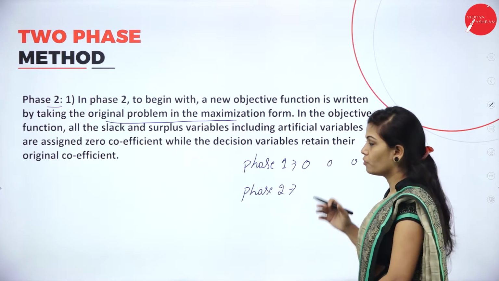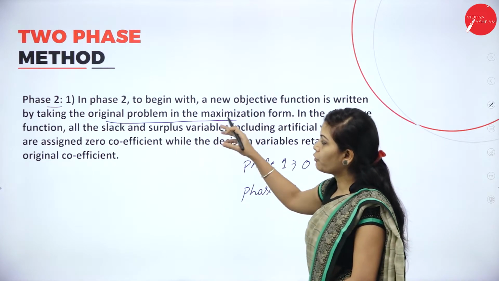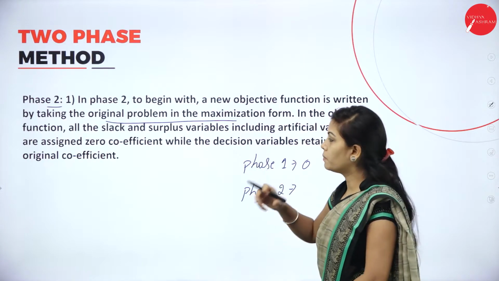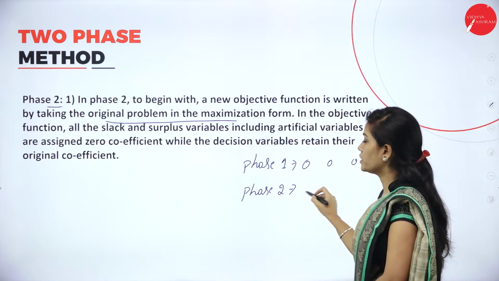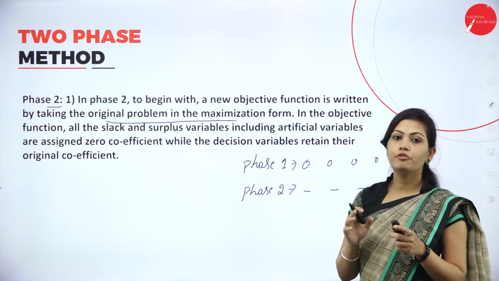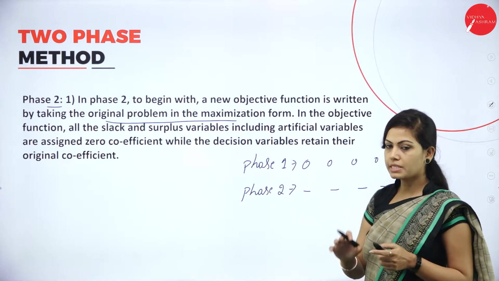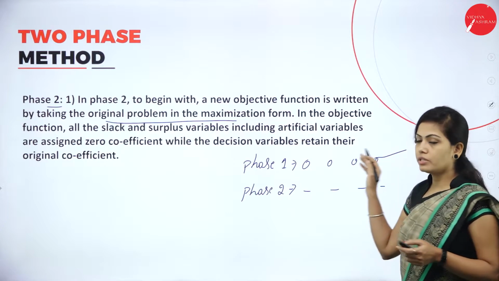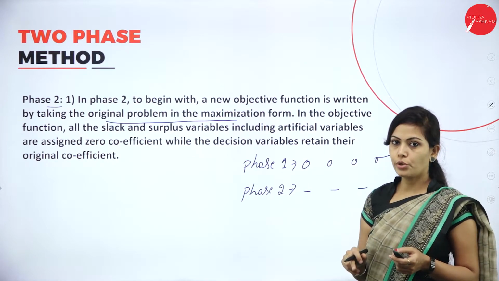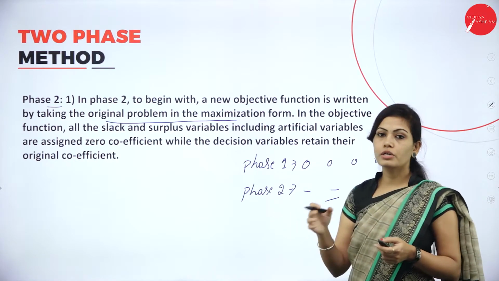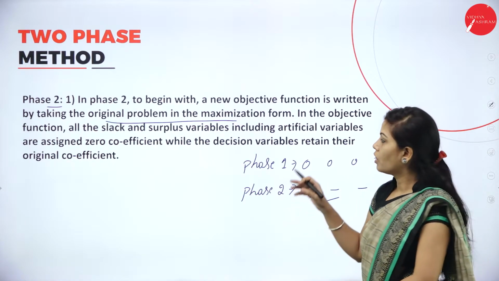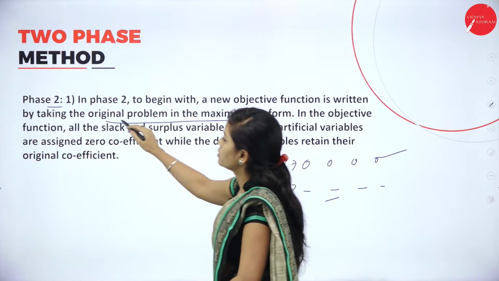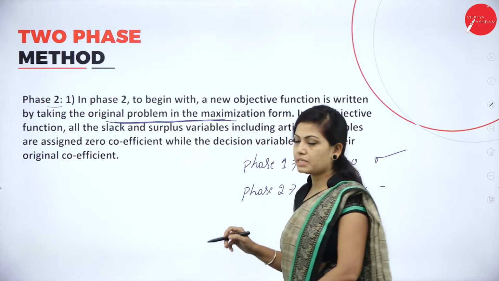In phase 2, what will happen is, we have to find the original problem in the maximization. We have to take the original coefficient value in objective function. Listen carefully. In phase 1, all the coefficient value should be 0, 0, and in phase 2, all the coefficient should be in original form. So all the coefficient value should be original problem in the maximization.